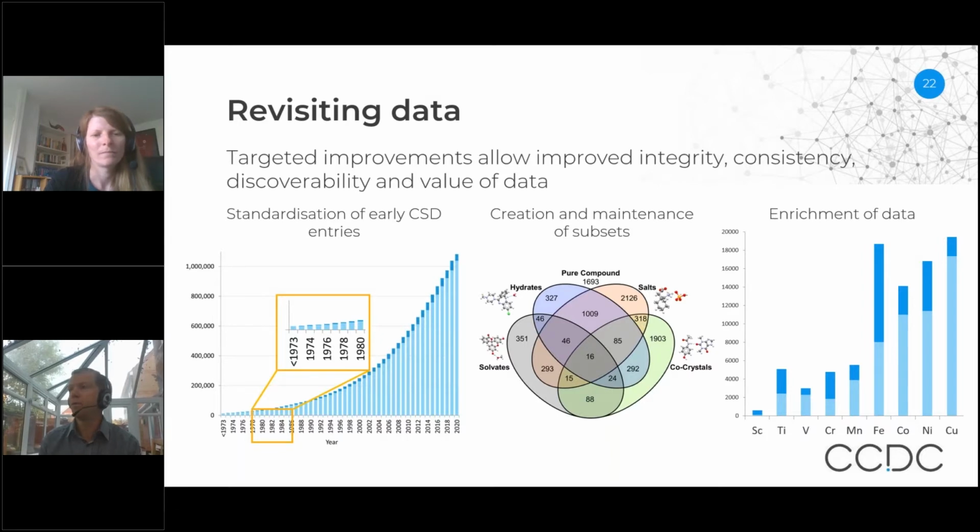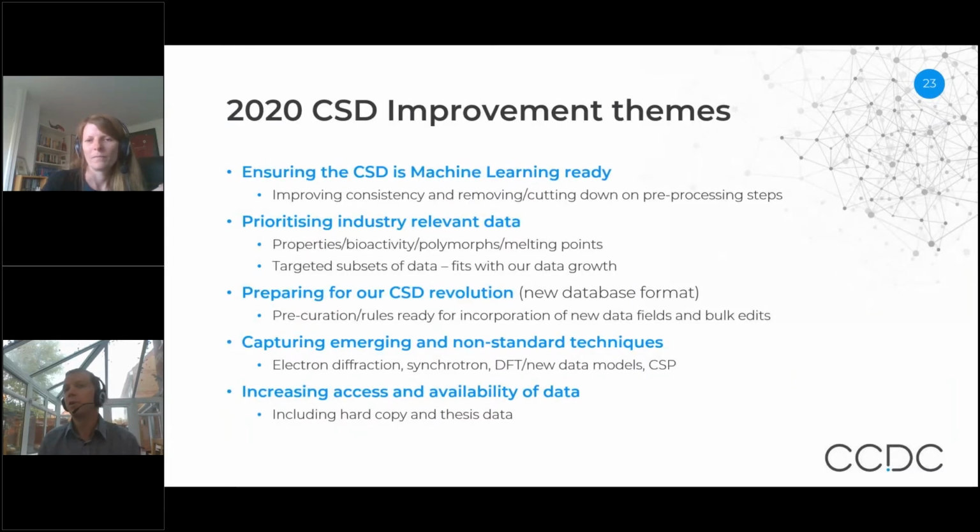Another way we're looking to improve the value of the data in the CSD is by revisiting subsets of entries. So over the last few years, we've carried out a number of improvement projects, including the consistency of older entries, creating and enhancing subsets of the data, and enriching different types of data. And currently, we're looking at a number of different improvement themes, including improving consistency, prioritizing important industrial relevant data, looking at how we can expand the data in the CSD, looking at how we handle emerging techniques, and increasing the accessibility and availability of data.